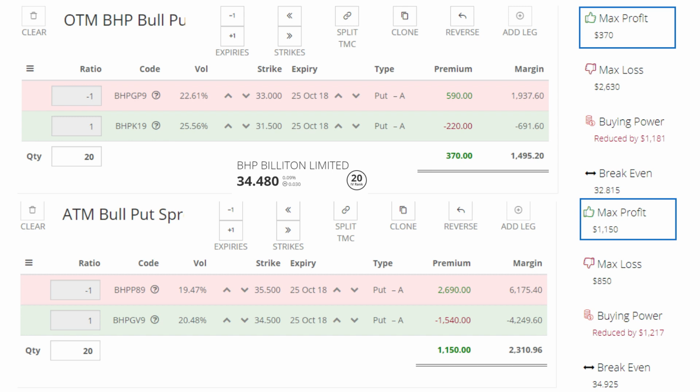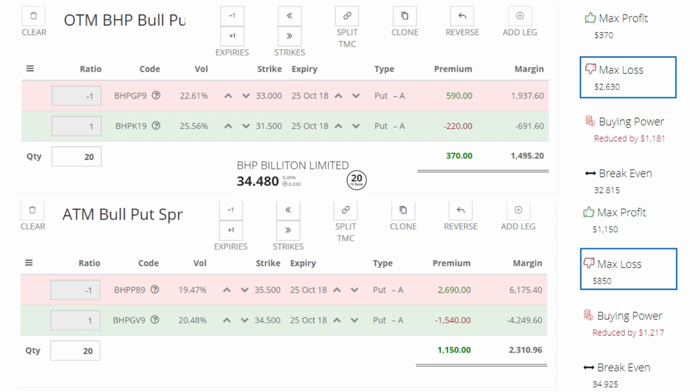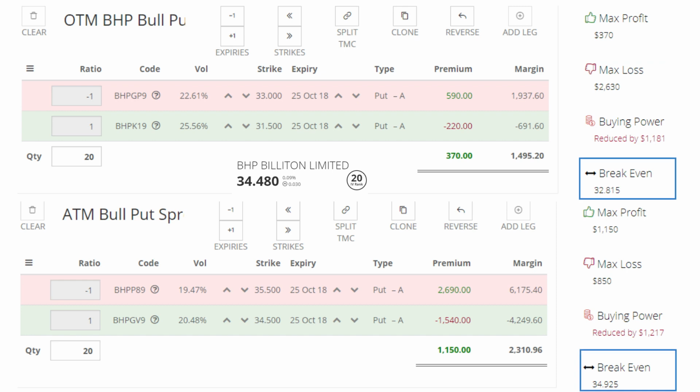So you will see that the maximum profit and the maximum loss change dramatically. You have a much less favorable risk-reward ratio. However, your break-even is significantly different. So from here at 34.50, if you're trading an at-the-money bull put spread, you need the stock to go up to about $35, so about 50 cents from here to be break-even on your trade. However, with the out-of-the-money trade, you just want to make sure that it doesn't fall more than $1.70 or so.